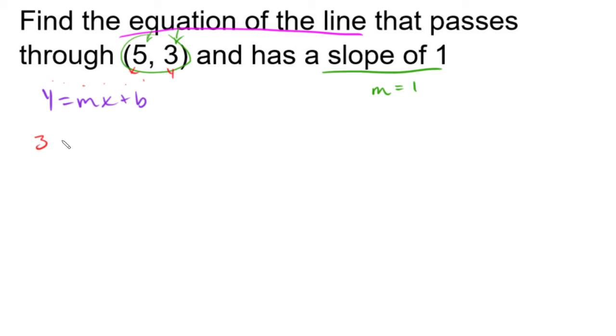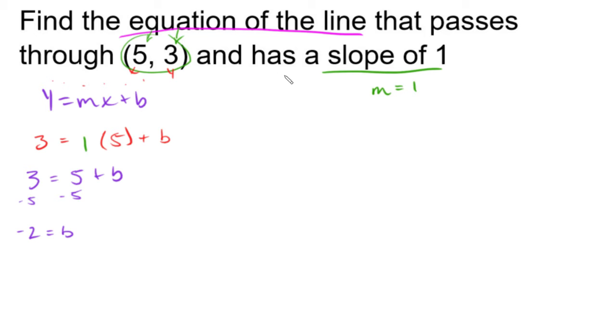It'd be 3 equals your m, which is 1, times your x, which is 5, plus b. And now you solve this equation for b. So you get 3 equals 5 plus b. Subtract 5 from both sides, and you get negative 2 equals b.